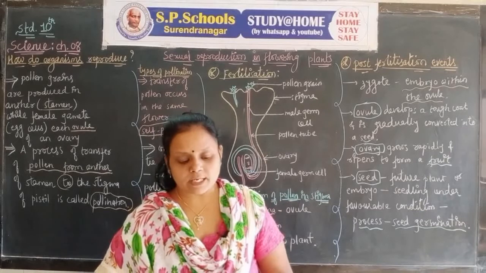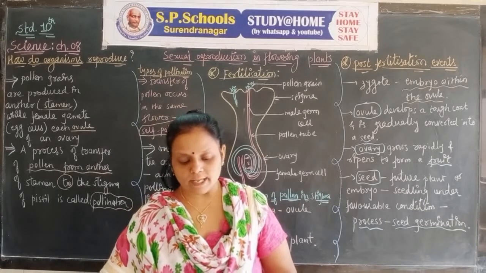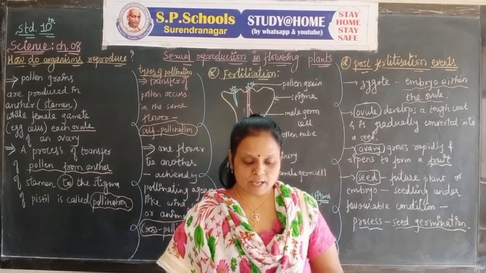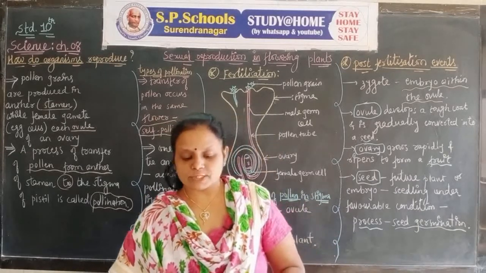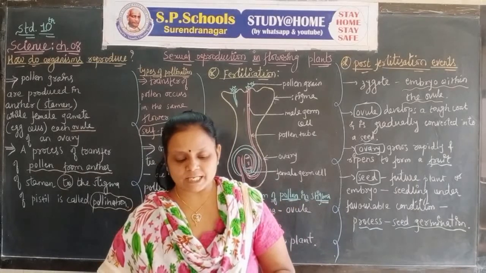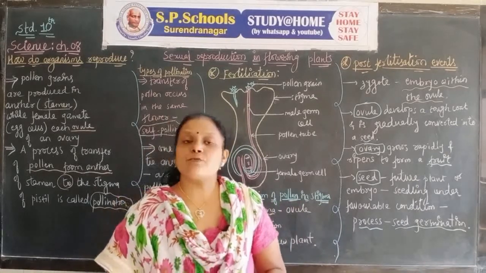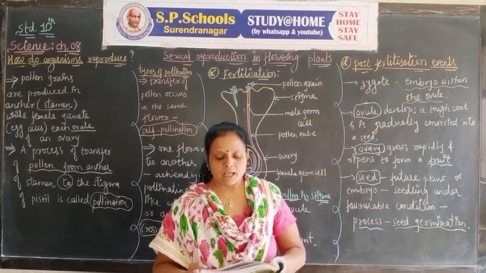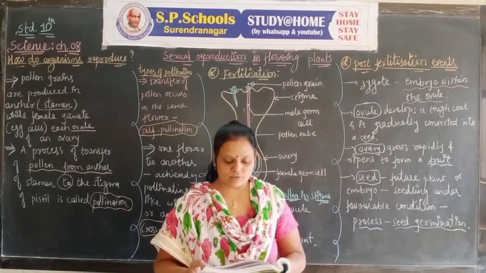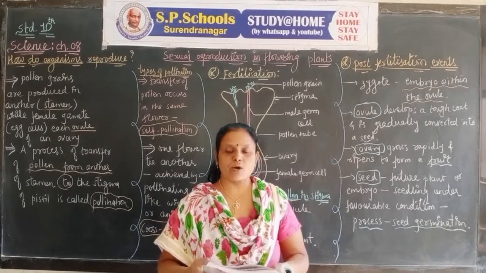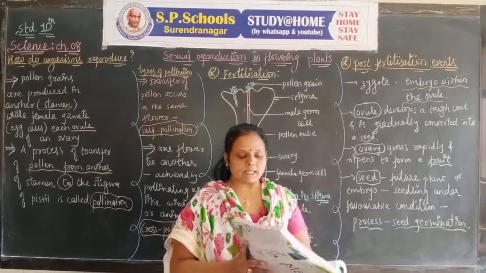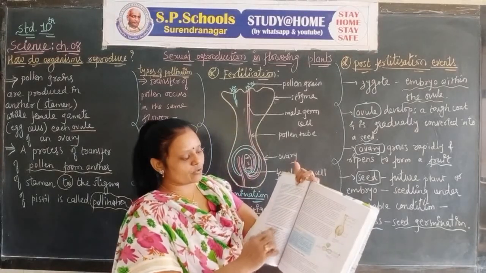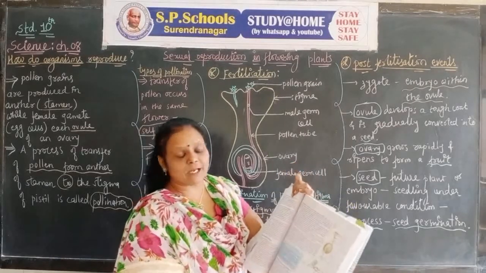The ovary contains ovules and each ovule has an egg cell. The male germ cell produced by the pollen grain fuses with the female gamete present in the ovule. This fusion of the germ cells, or fertilization, gives us the zygote, which is capable of growing into a new plant. These are the information of point number 8.3.2, sexual reproduction in flowering plants.